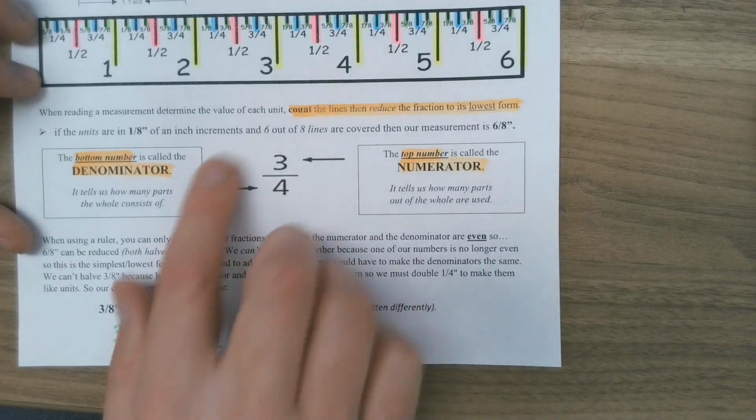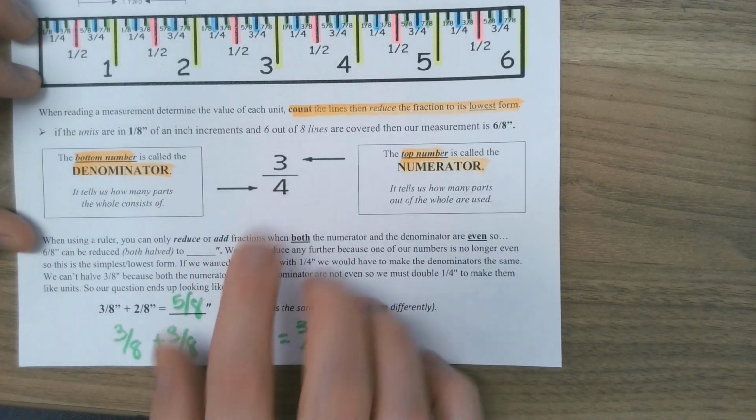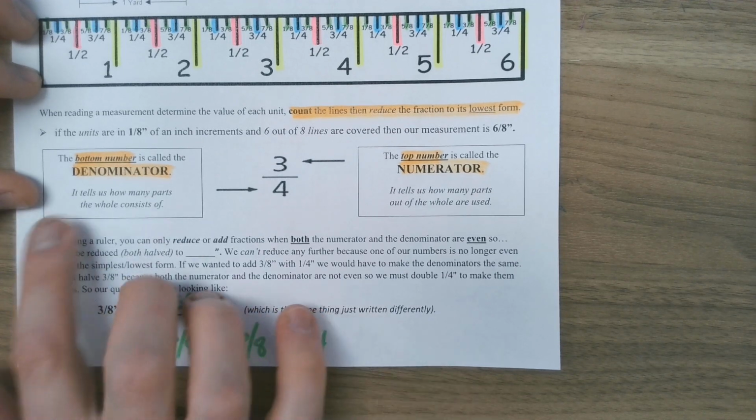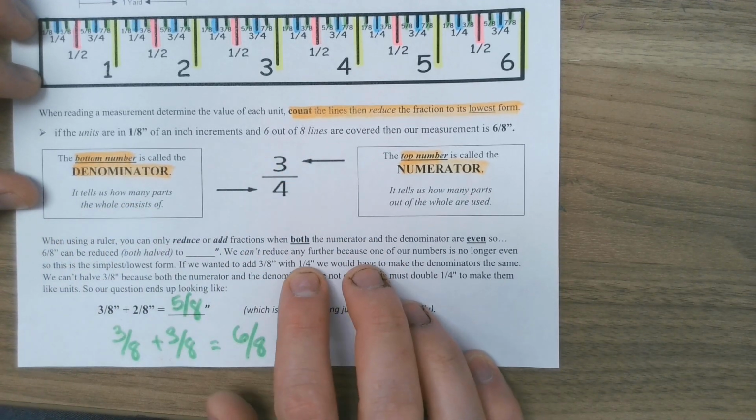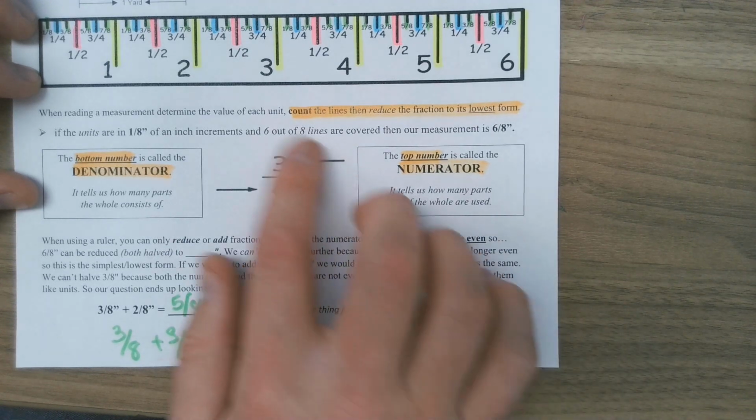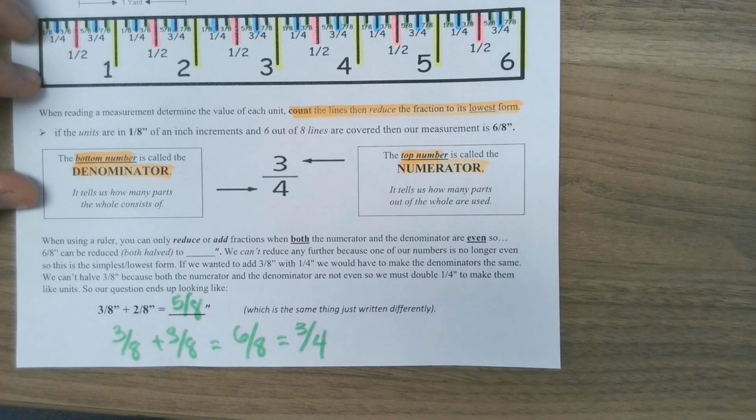Just to remind you guys, when we're looking at our fractions, the bottom number is the denominator. It tells us how many parts the whole consists of. So we're talking about fourths here. And the top number is the numerator. That's telling us how many parts we actually have.